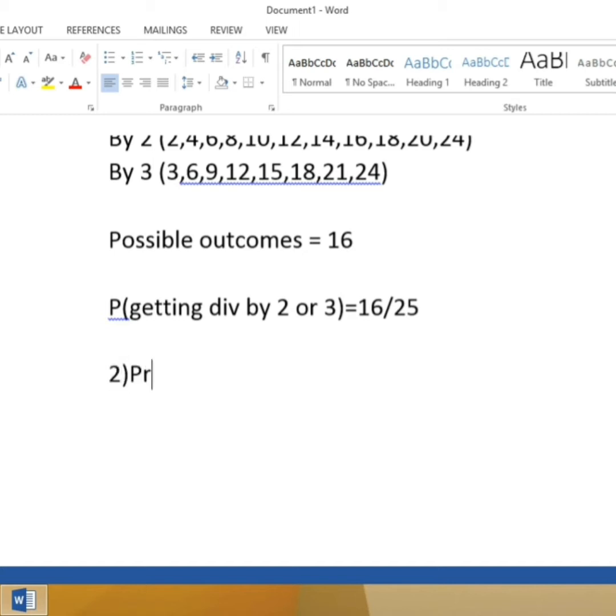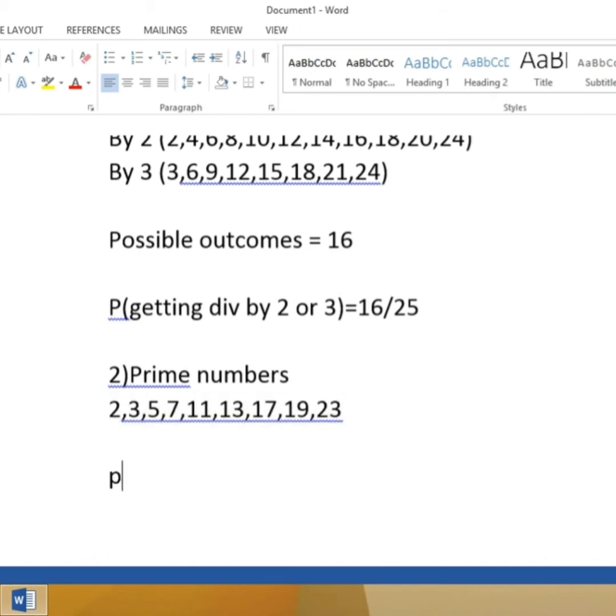The second part of question 1 is, what is the probability of getting prime numbers in the list of 25? So we know prime numbers are only divisible by 1 and itself. The prime numbers are 2, 3, 5, 7, 11, 13, 17, 19, and 23. So these are the prime numbers.